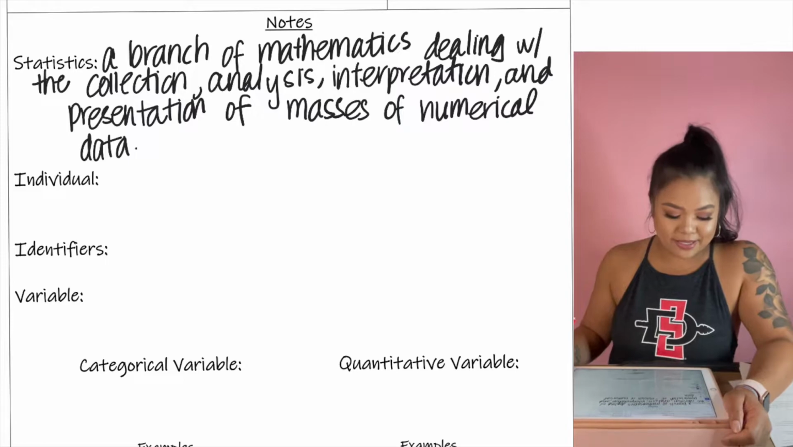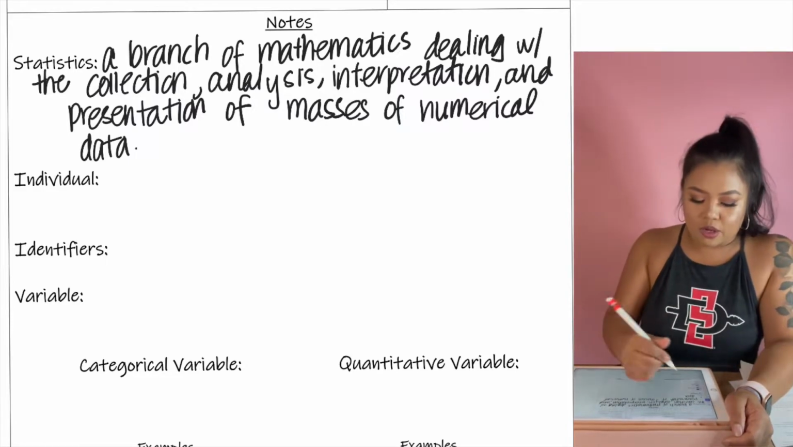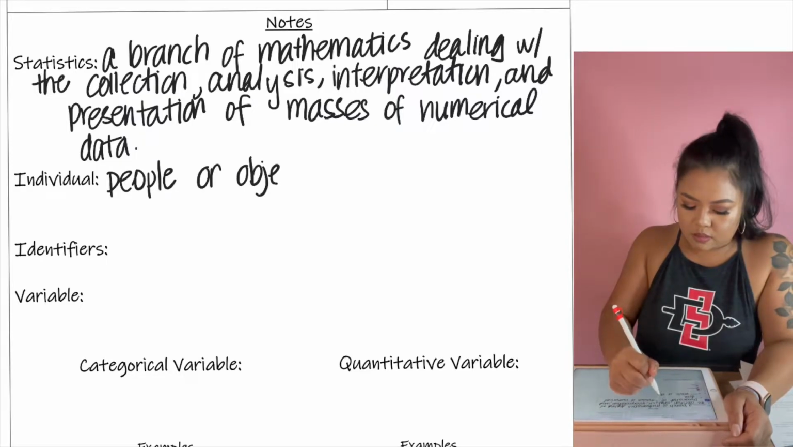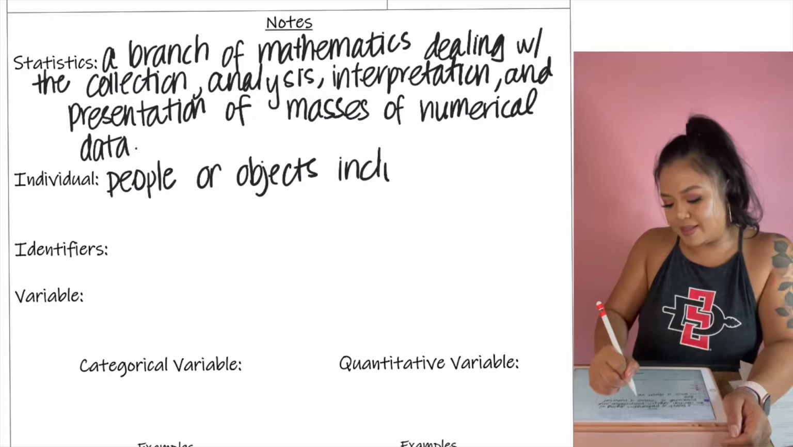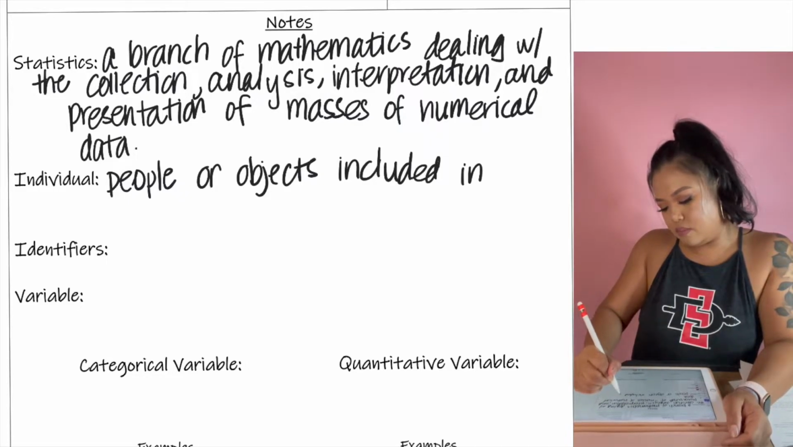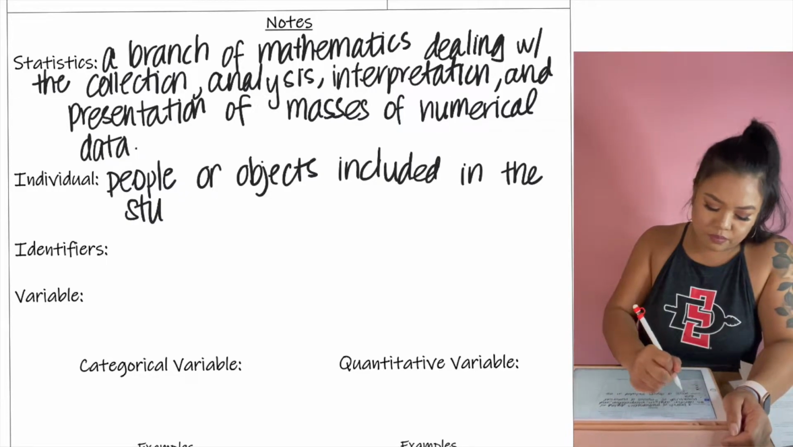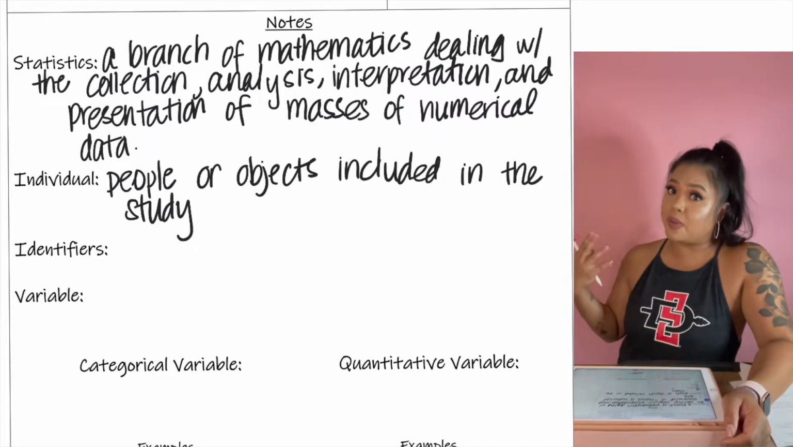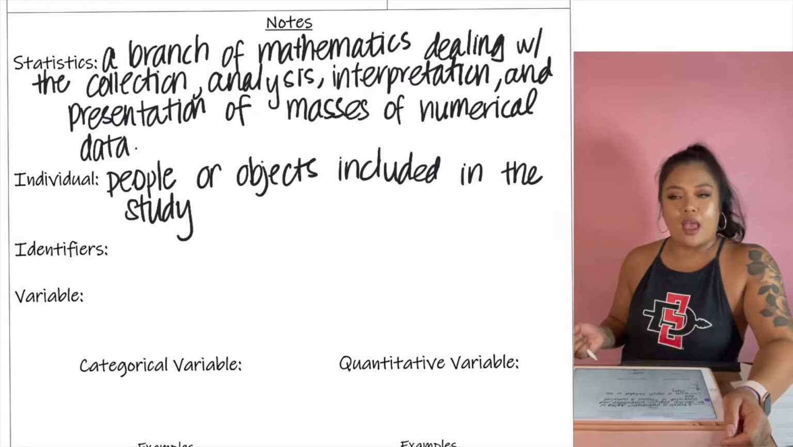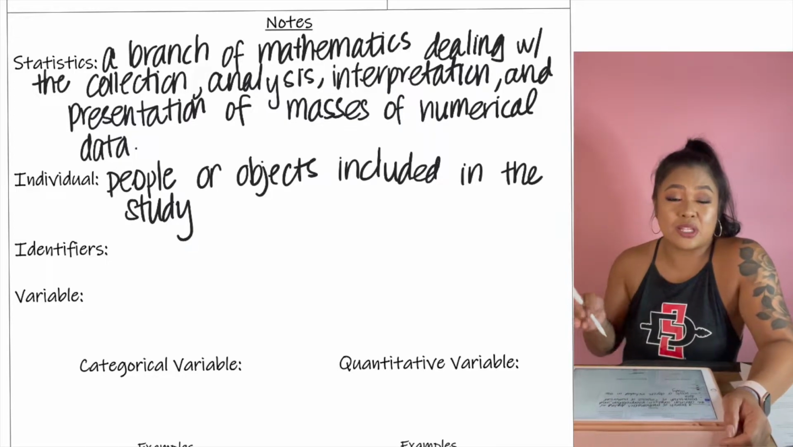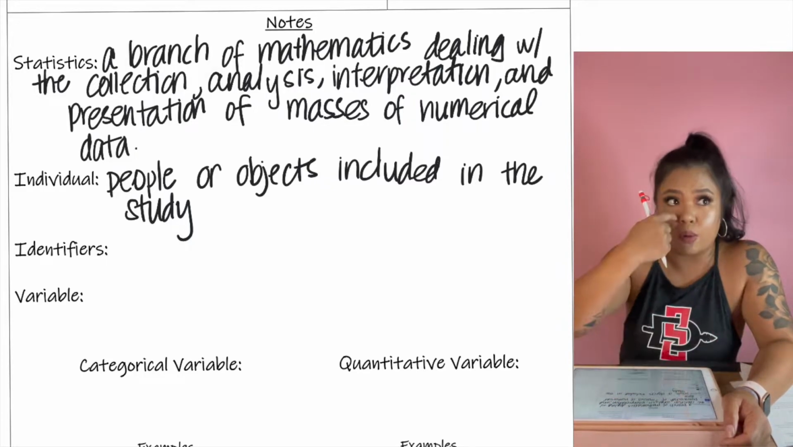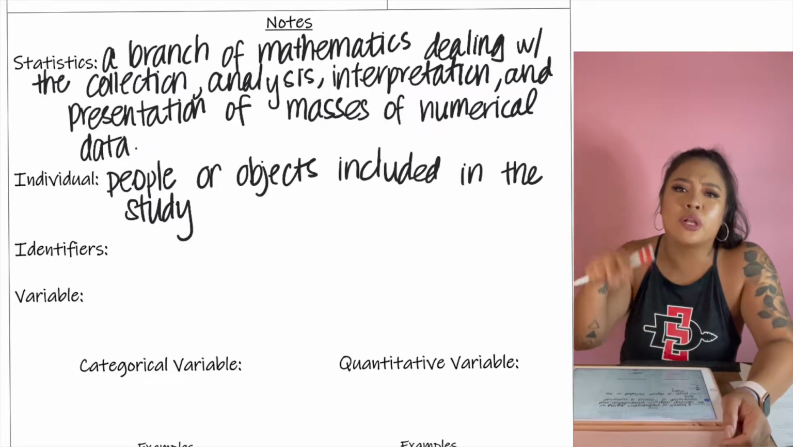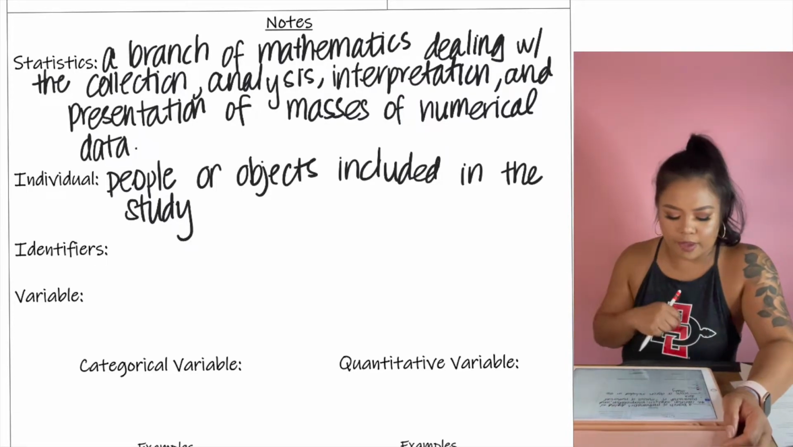So in AP statistics, individual could be people or objects included in the study. Basically an individual in statistics could be a person, but it could also be things. It could be non-living things that are included in the study. So it typically is whatever it is we're collecting data on, whether it's people, cars, medical records, plants, or animals, whatever we're collecting data on, that's the individual, okay?